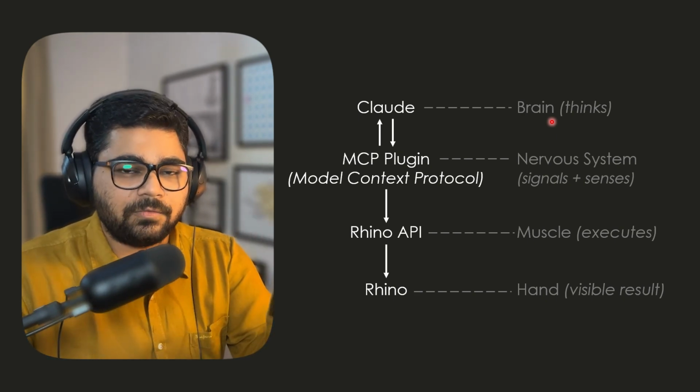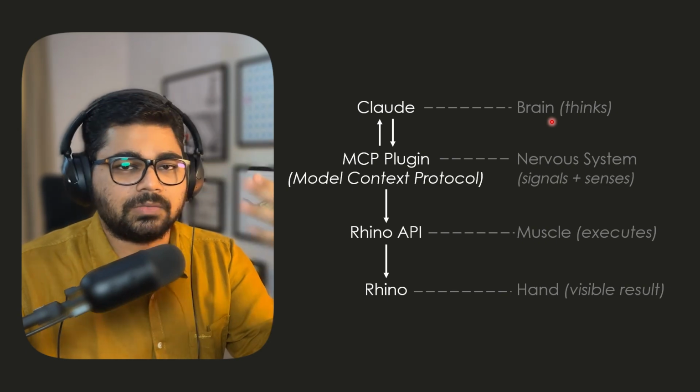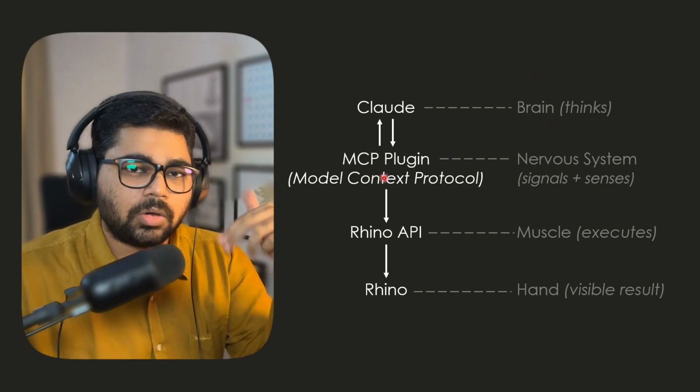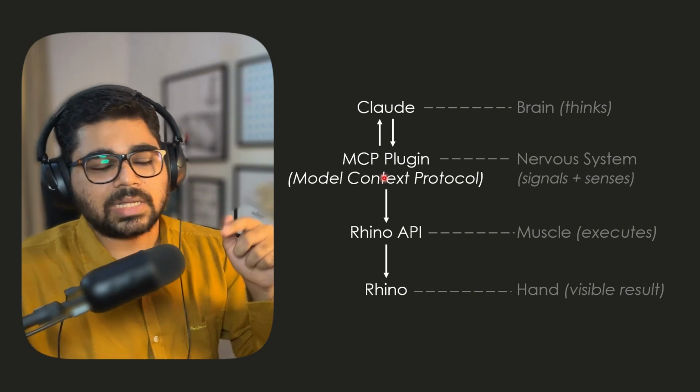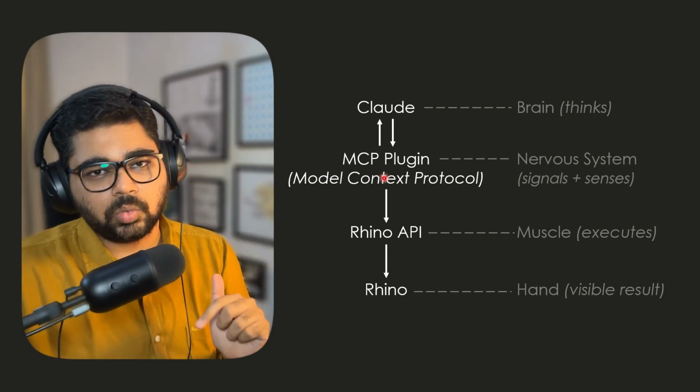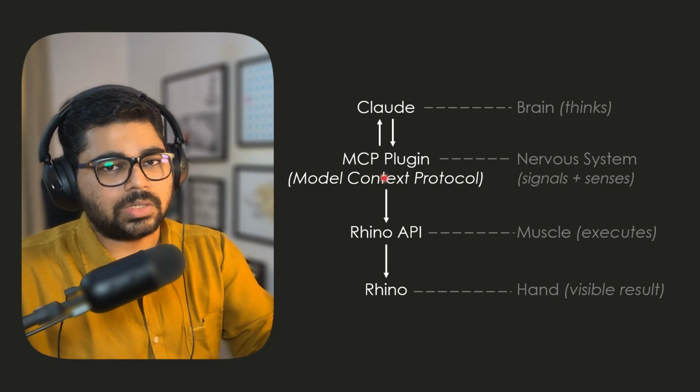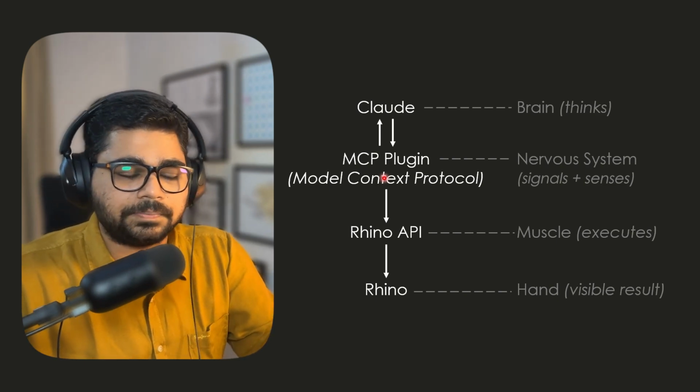So this back and forth that is happening with the brain and the nervous system is what happens with Claude and the MCP plugin. They constantly have this back and forth because MCP sees whether Rhino is able to do it or not, and then it takes the next step, right? So that's what basically is happening.